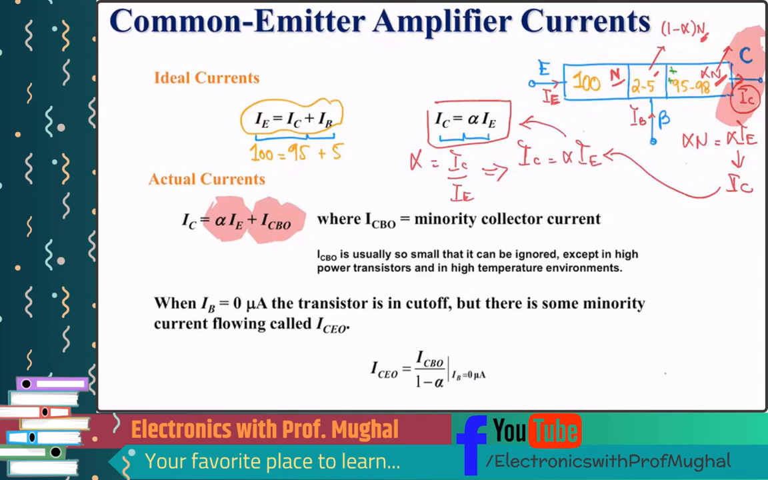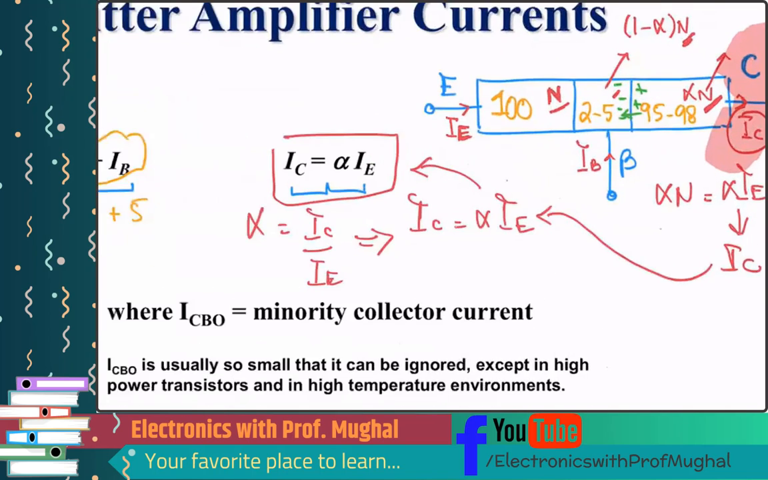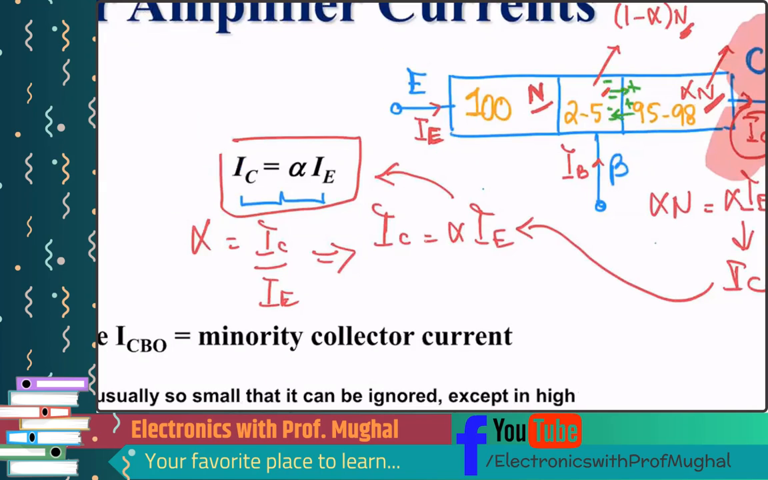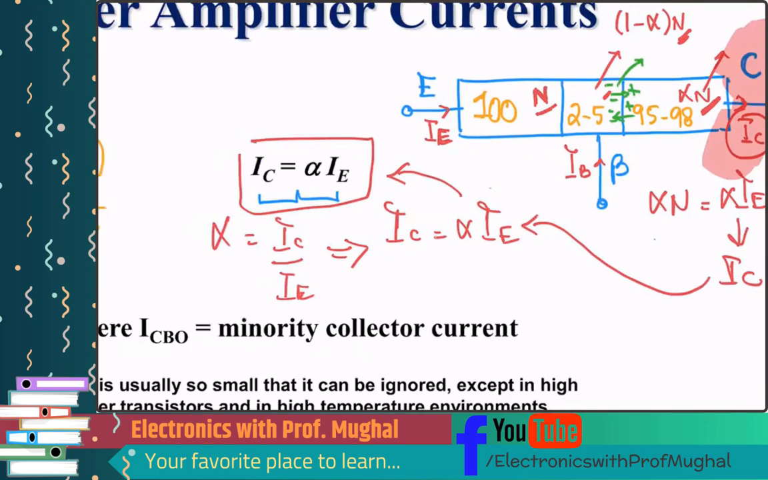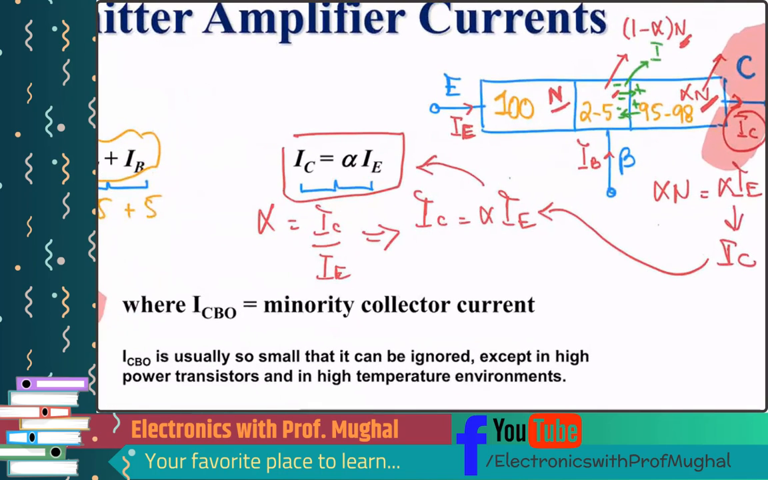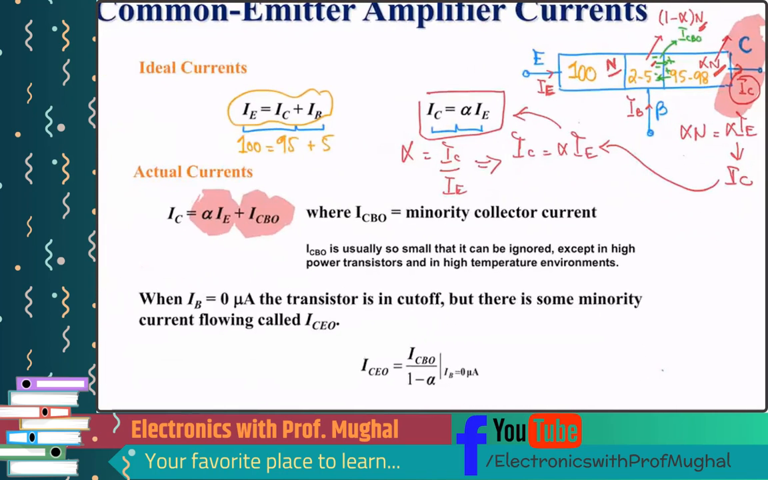And also you will have some minority carriers over here in the base, and those will be negative, right? So these positive and these negative carriers will be attracted towards each other, okay? This current is going to flow in the reverse direction, and that's what we refer to as the ICBO. It's sometimes also referred to as leakage current. Again, it's going to be very, very small, and in some books they'll call it the minority collector current.